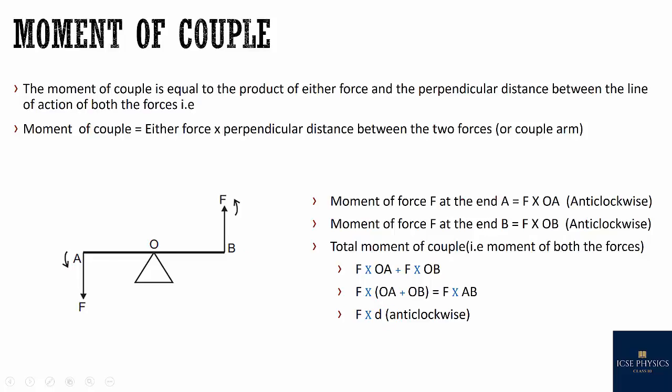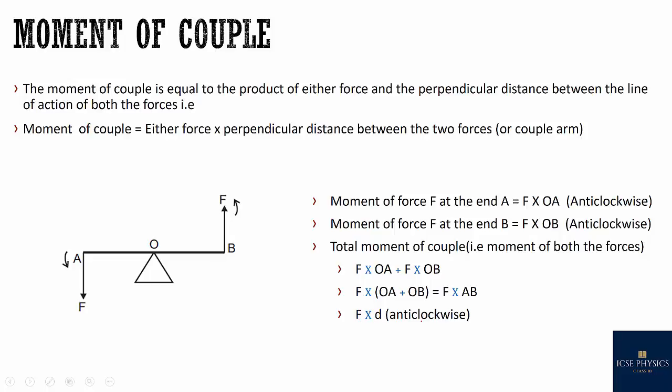Let's see this one. Moment of force at the point A will be how much? Force F into distance from the axis to this. It is OA, right? We have written OA. And it is turning anti-clockwise. Similarly, moment of force at point B will be F into OB, and that is also anti-clockwise. So total moment of force of couple is F into OA plus F into OB. That becomes F into AB, that is F into D, anti-clockwise.